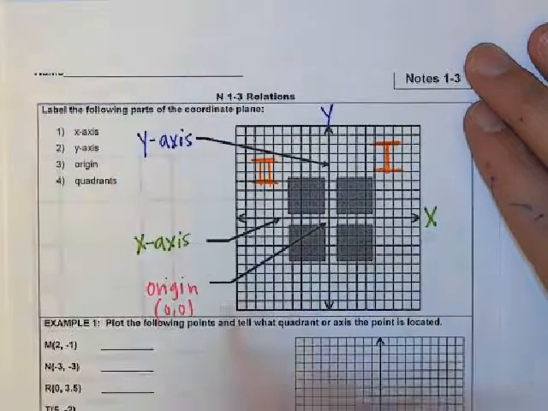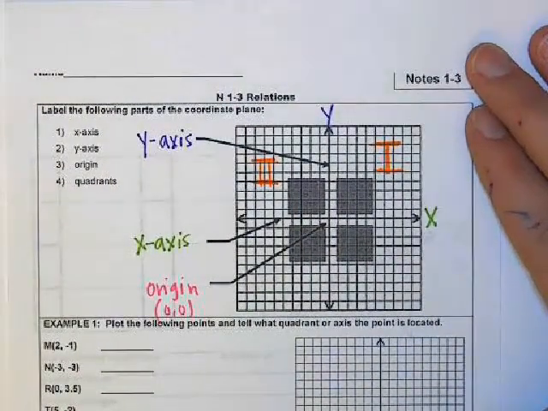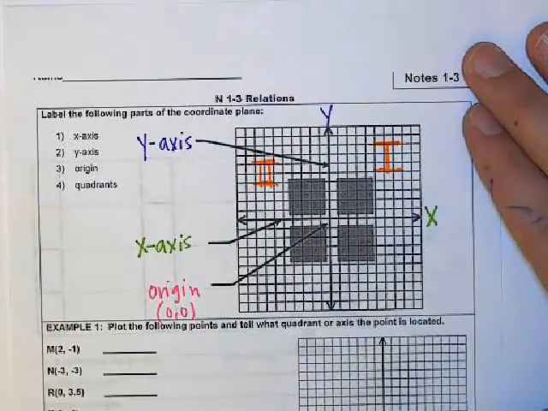Are you okay to use a written? Yeah, if you want to. Totally. Okay, that's quadrant 2, 3.